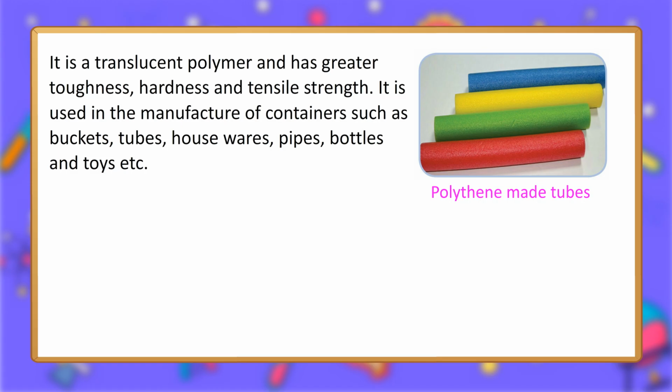High-density polythene. It is prepared by coordination polymerization of ethylene. It is a translucent polymer and has greater toughness, hardness and tensile strength. It is used in the manufacture of containers such as buckets, tubes, housewares, pipes, bottles and toys, etc.